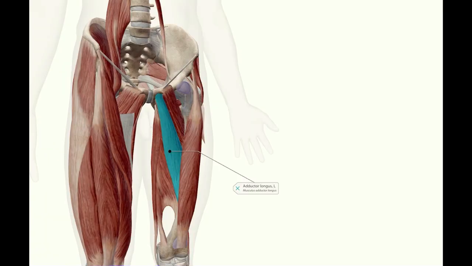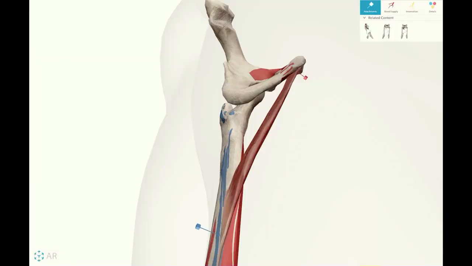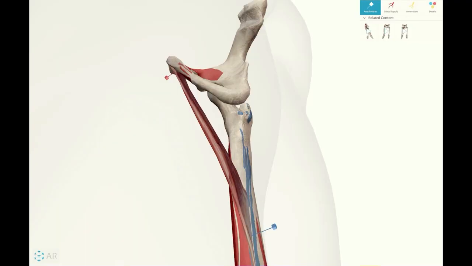Moving on to the adductor longus muscle, check out its origin near the pubic crest and its insertion onto the linea aspera. Just like the adductor brevis, it's all about hip adduction and some hip flexion. And yep, you've guessed it, the obturator nerve is its innervation.